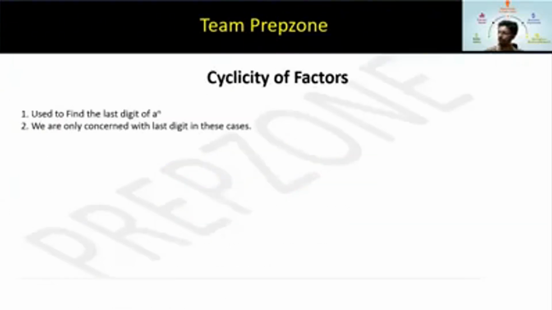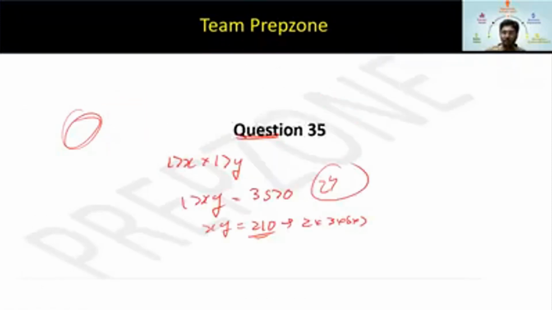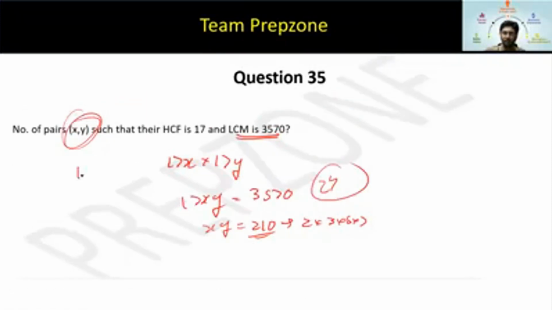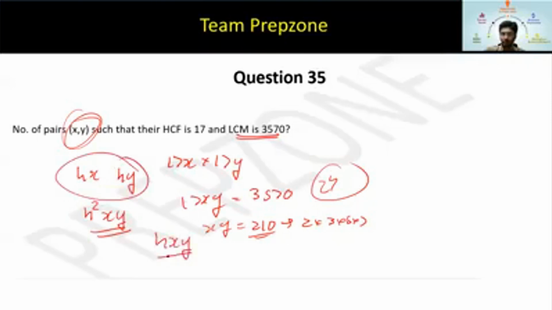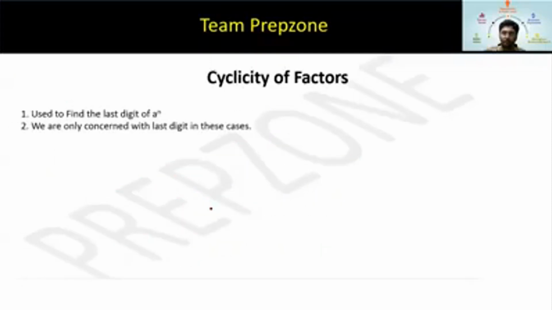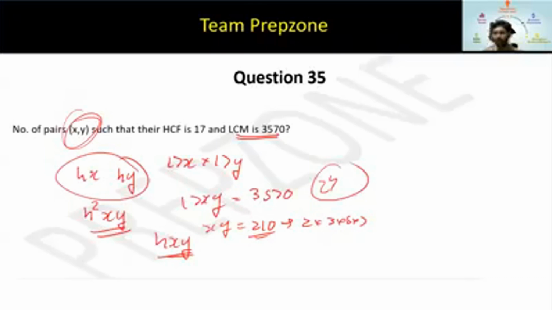Now, what is the time? It is 10. Okay, so let me quickly cover cyclicity as well and then we'll wrap up. Are you following me? See, if there are two numbers hx, hy, if I multiply these two numbers, then I will get h squared xy, right? But what will be the LCM of these two numbers? hxy. Clear, Priyam? Last question. Yeah, this is the last question. Tell me.